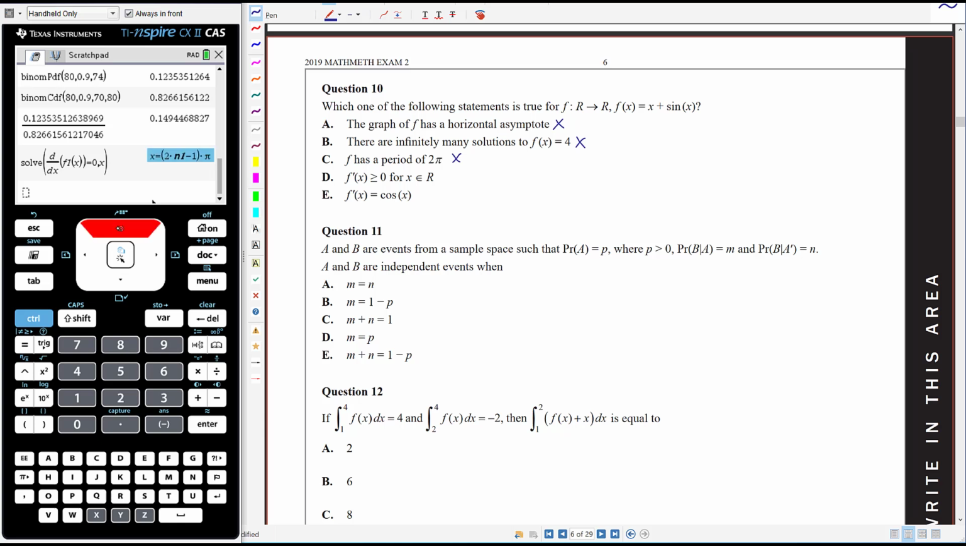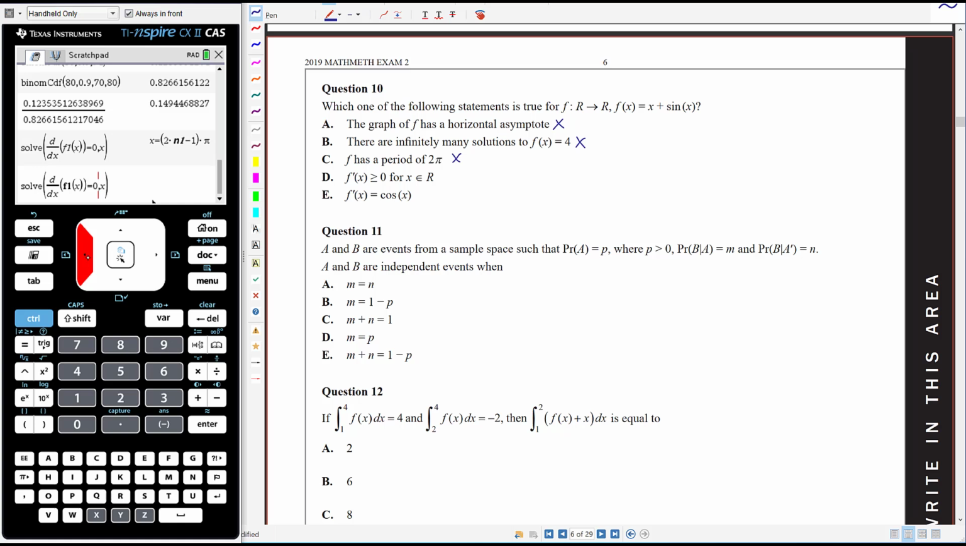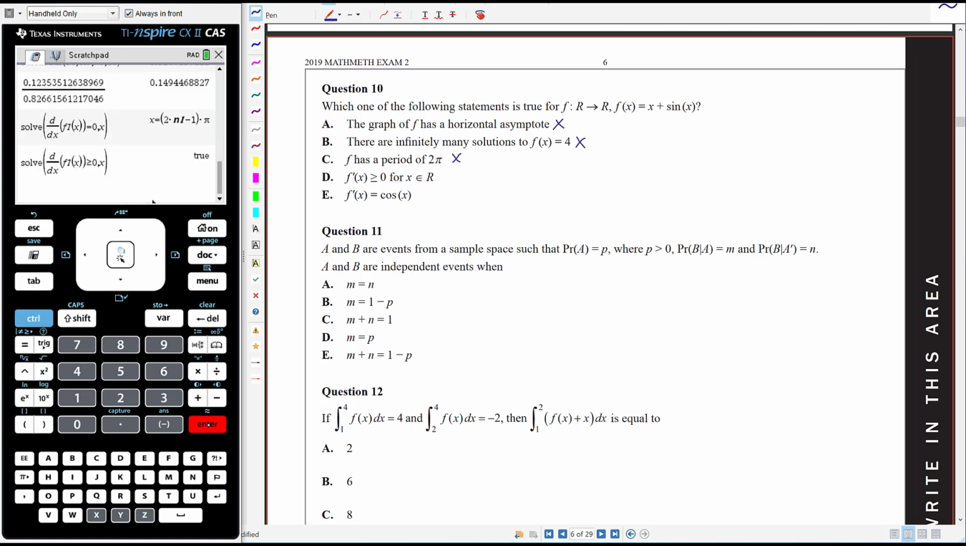I said equal to 0, so sorry, let me make it greater than or equal to 0. Now, sometimes your CAS isn't very good with inequalities involving the trig, so let's just see what happens. Yeah, it confirms that that's actually true. So that's going to be true for all x values. We can also rule out f dash x, the derivative, as being cos x, because the derivative of sin x is cos x, but there'd also be a 1. So that one's not true. So D is the correct response to question 10.